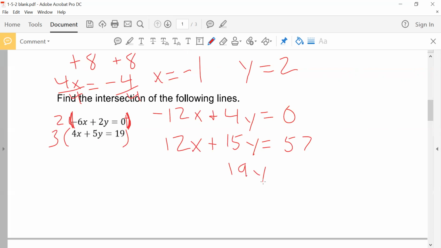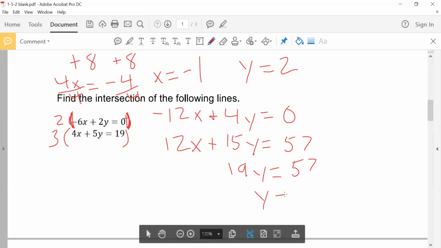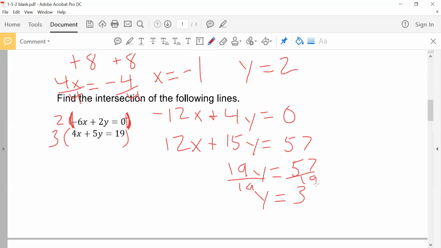That's 19y equals 57. Divide both sides by 19. Okay, so y equals 3. That's good. That's halfway there. Now we just have to substitute the y into any of the equations to figure out what x is.